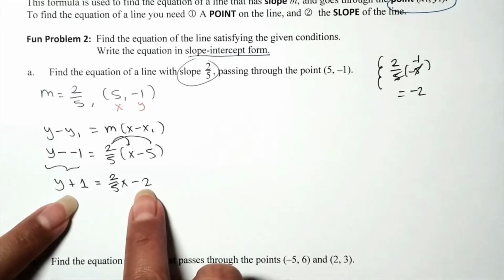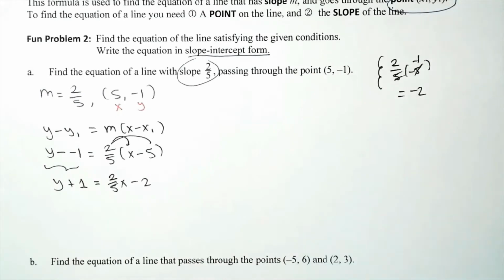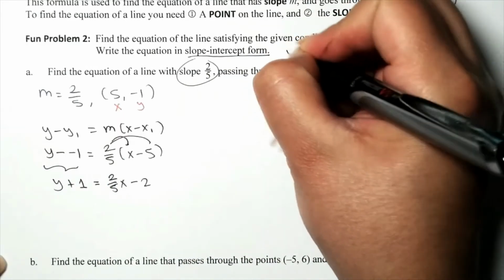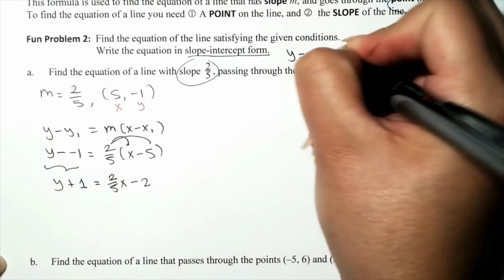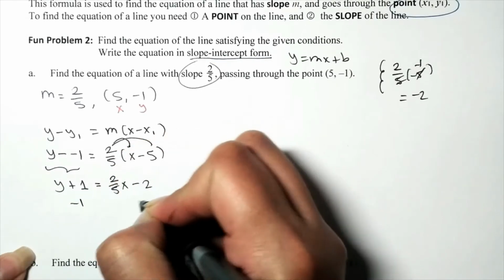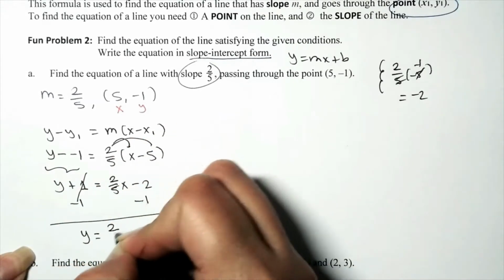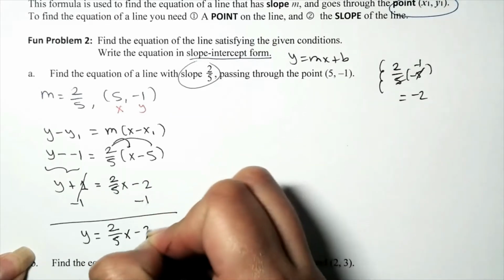So this is an equation of a line with this slope that passes through this point, but unfortunately we cannot leave it as is because it's not in the desired form. We are asked to write it in slope-intercept form. So remember, slope-intercept form is y equals mx plus b. All these forms, I know. To isolate the y term, let's go ahead and subtract 1 from both sides, and that will leave us with y equals 2/5 x minus 3.